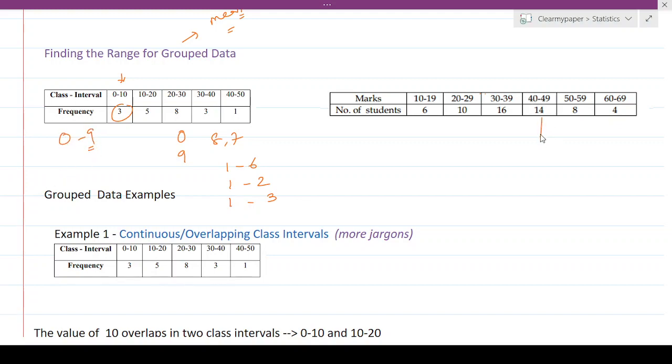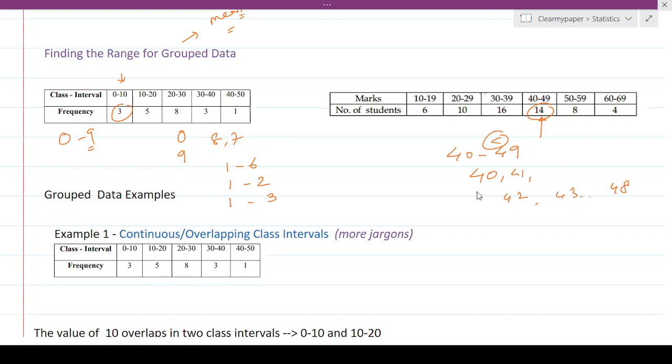Similarly, over here, 14 students have got marks in this range, so 40 to 49 is a range, okay? That means we are going to talk about less than 49. I will talk about that in a minute. So students could have got marks anywhere between 40, 41, 42, 43, and so on up to 48.